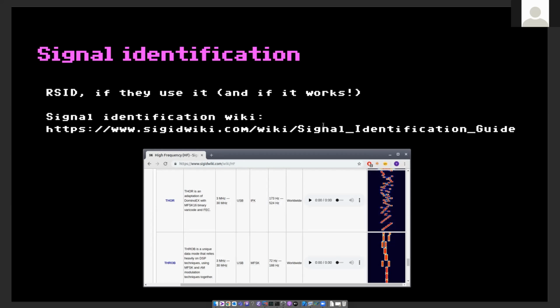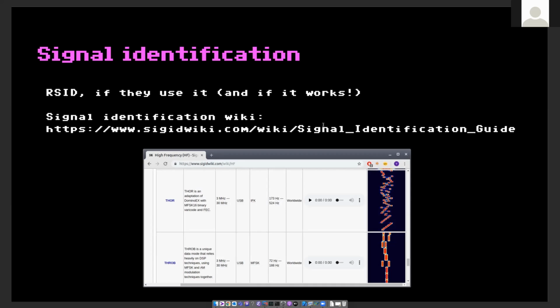Well, one option is the Reed-Solomon identification. If you configure your software well, and hopefully if the other guy does too, there's a little burst of data packet that goes before your transmission, which identifies the mode. A lot of the software out there, FLDigi, and I think HRD does too, will read that Reed-Solomon identifier, and you can configure the software to automatically switch to the mode that's coming in. That makes it a lot easier to find it. Not everybody uses it, and it doesn't always come through cleanly.